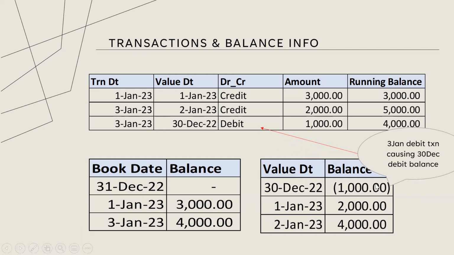So here I'm just highlighting, this 30th December negative balance of 1,000 is caused because of the 3rd January debit transaction. Thank you.